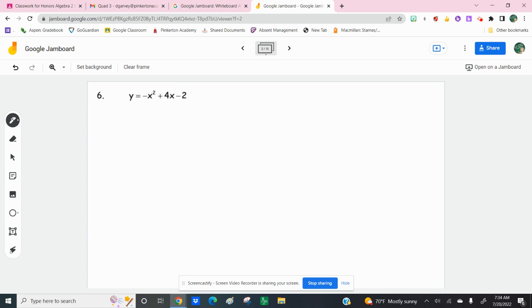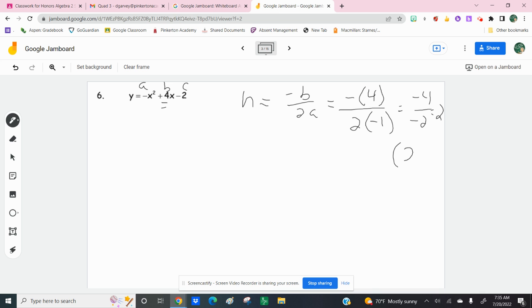All right, and on the next one, this one also is in standard form. So you're going to say h is minus b over 2a. So minus your b value is 4, over 2 times your a value, which is negative 1, because remember, what's in front of the x squared is your a value. What's in front of the x is your b value, and then this last number is your c value. So this would be negative 4 over negative 2, which would be positive 2.